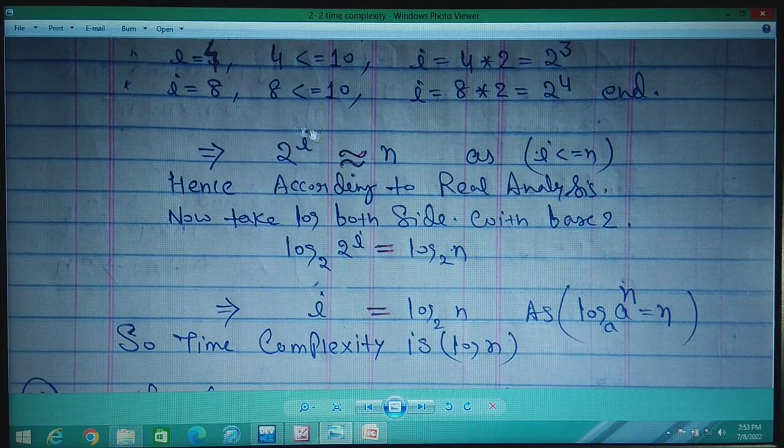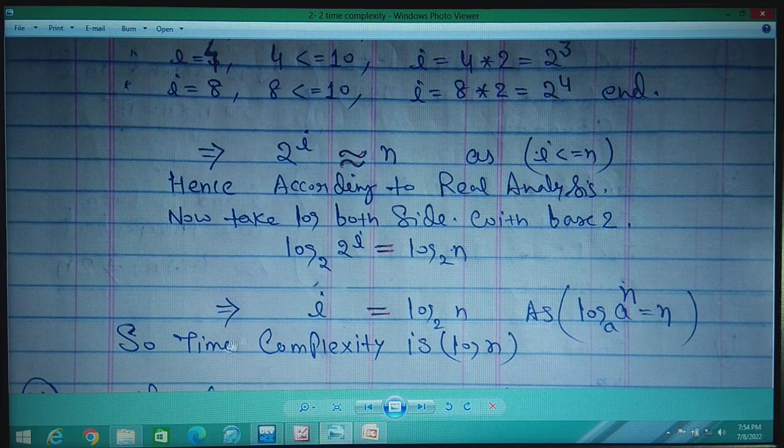In this condition, now you can take log here and also here. Let the base be 2. So log base 2 of 2^i is equal to log base 2 of n. Now you already know the formula: log base a of a to the power n is equal to n. By the help of this formula, i is equal to log base 2 of n. So your i is working log n times. It means that the time complexity is order of log n.